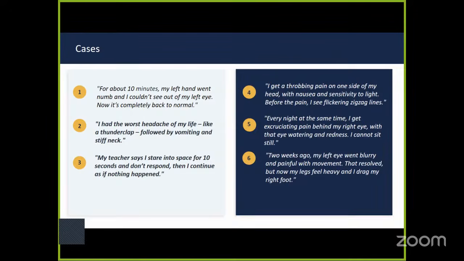Then we have another patient who has nightly headaches, characterized as excruciating pain behind the right eye, with that eye watering and redness. The patient cannot sit still, so is very uncomfortable. Sixth patient: 2 weeks ago, the left eye went blurry, which was painful on movement. It resolved, but the patient also had other symptoms like weakness. Currently, the legs are heavy and they cannot lift the right foot. So just think about what questions you want to ask these patients and try to see what things apply through the presentation.